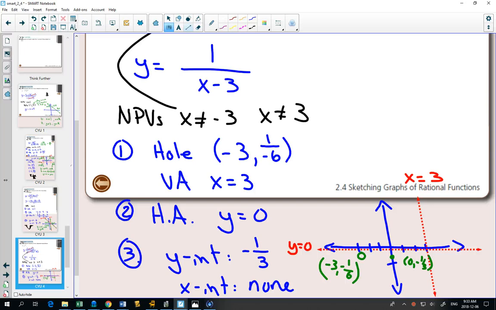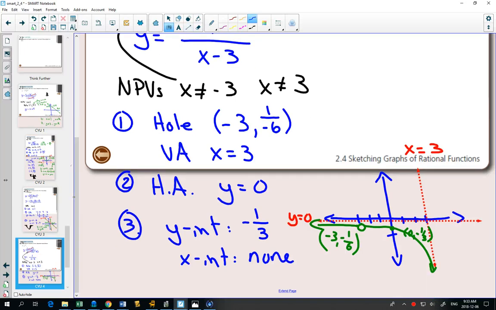So we have enough to finish this section. The hole is going to get joined to that point, and then it would have to go down towards the asymptote and approach the asymptote in this direction. But we don't have anything to the right of x equals 3. So in step 3, we will need another point.